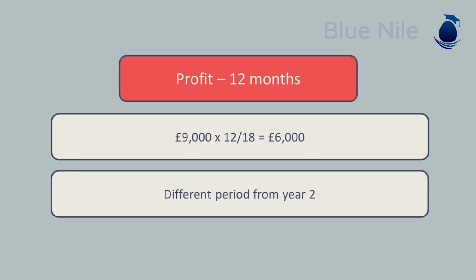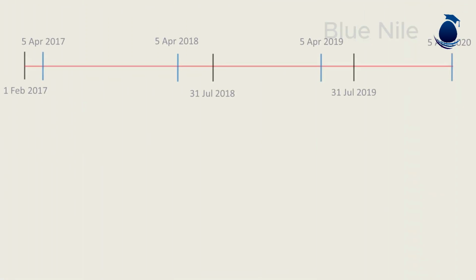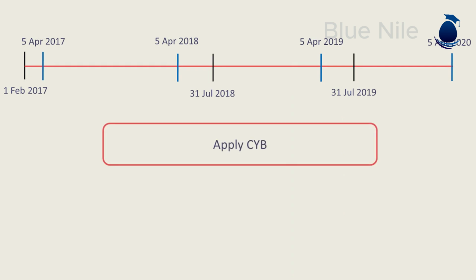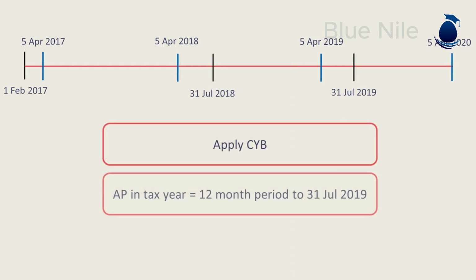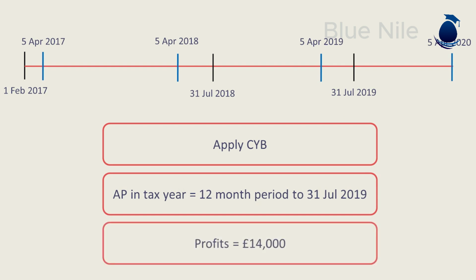But note that it is a different 12-month period to that included in year 2, even though the value will obviously be the same. If we move on to year 4, 2019-20, we'll see that current year basis will now apply here, as the accounting period ending in the tax year is the 12-month period to the 31st of July 2019, so the £14,000 profit for this period will be included as income for 2019-20.